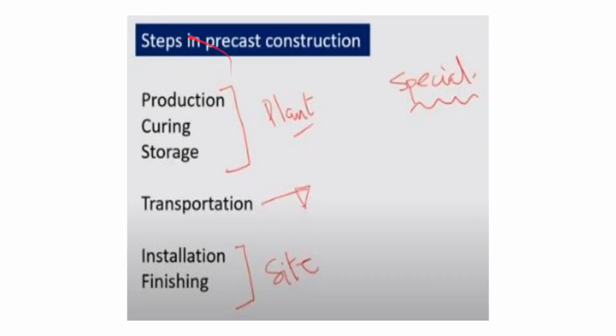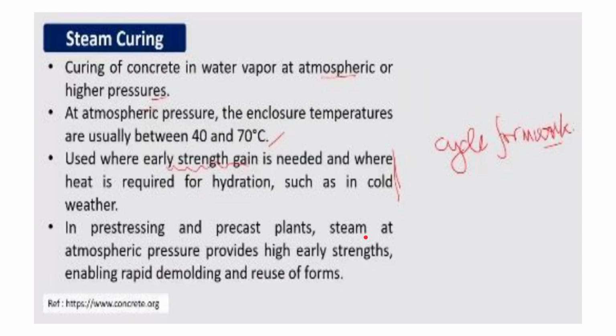So basically there are six steps in precast construction. In the plant there is the stage of production, curing and storage. In the segment of logistics there is transportation, and on the site there is lastly installation and finishing.